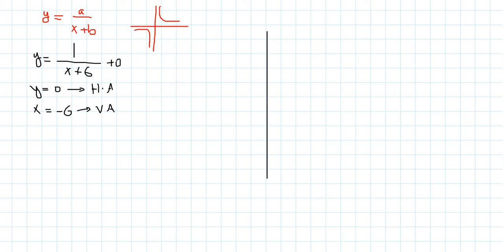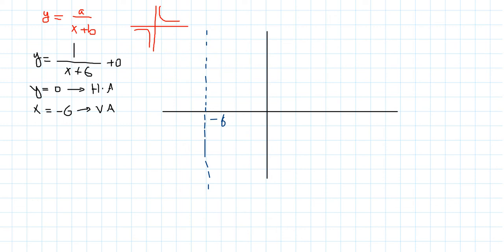Okay, let's draw it. At first try to draw your asymptotes. Y equals 0 is your horizontal asymptote, and x equals minus 6. Suppose that here is x equals minus 6. Okay.